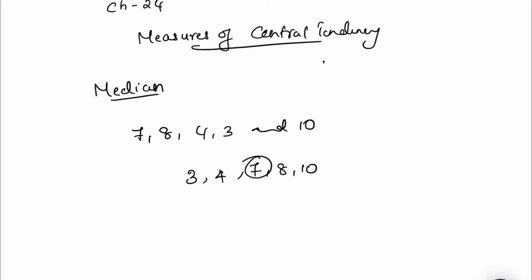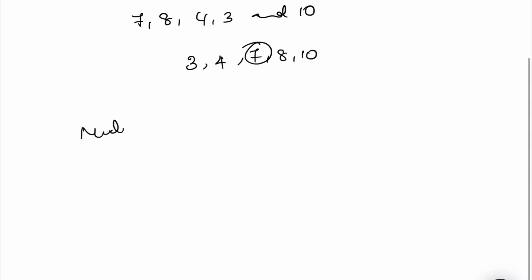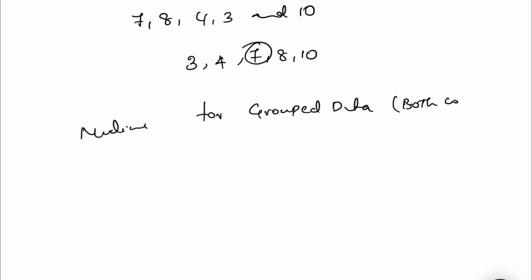Now that's for raw data. We have gone through that in our previous standard also, in 9th we have already done it. Now we will go to median for group data, both continuous and discontinuous. So draw the cumulative curve over this.